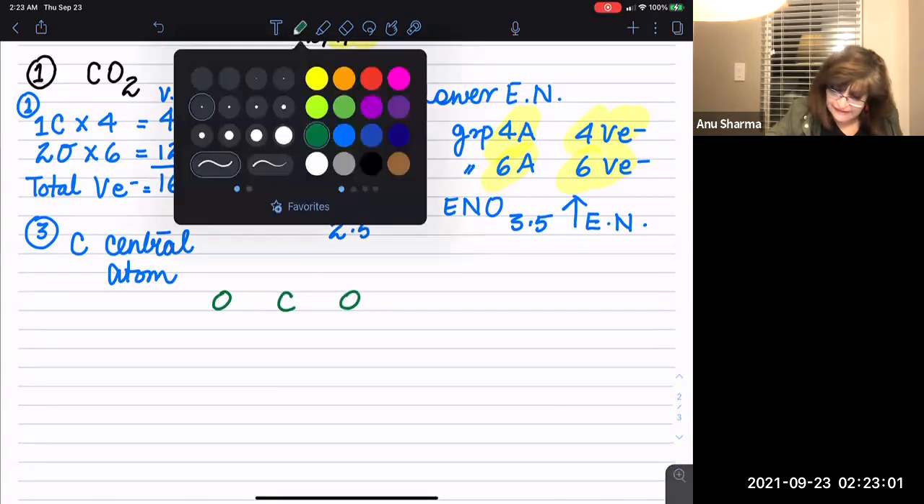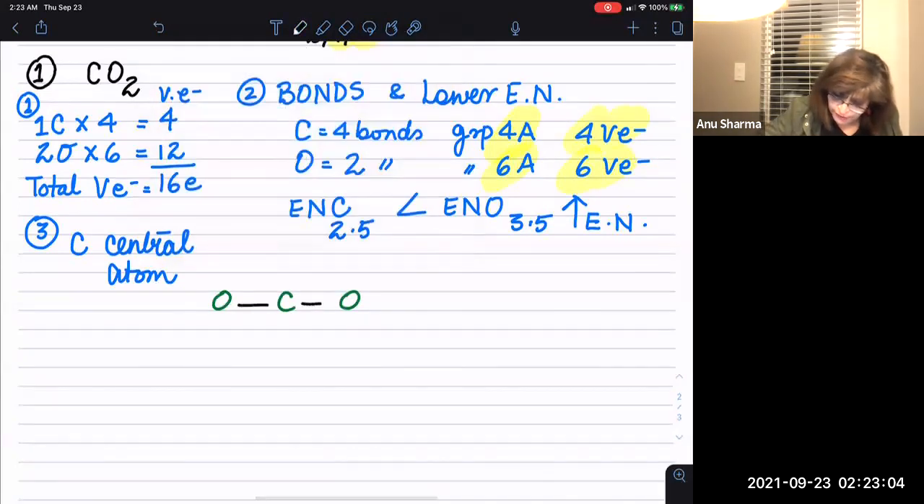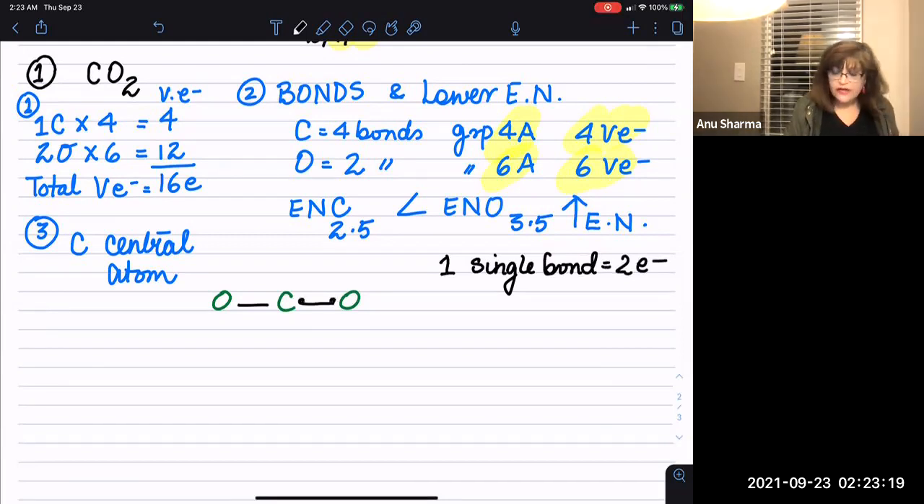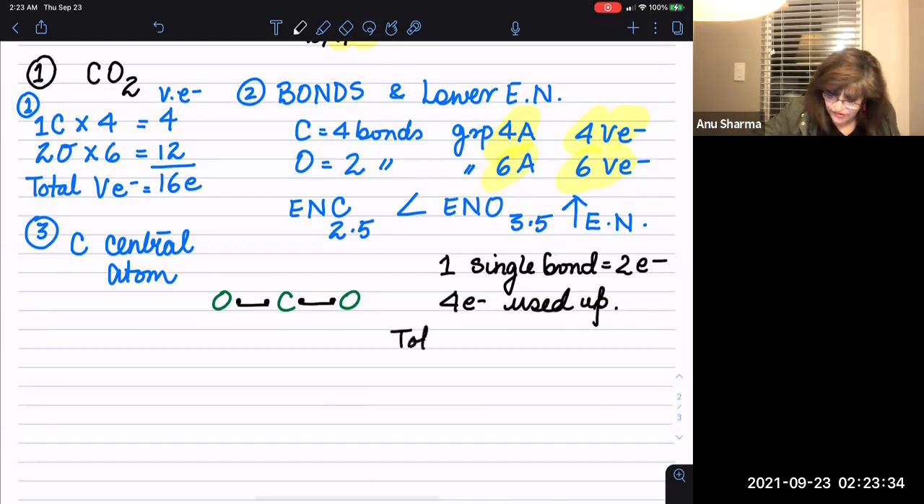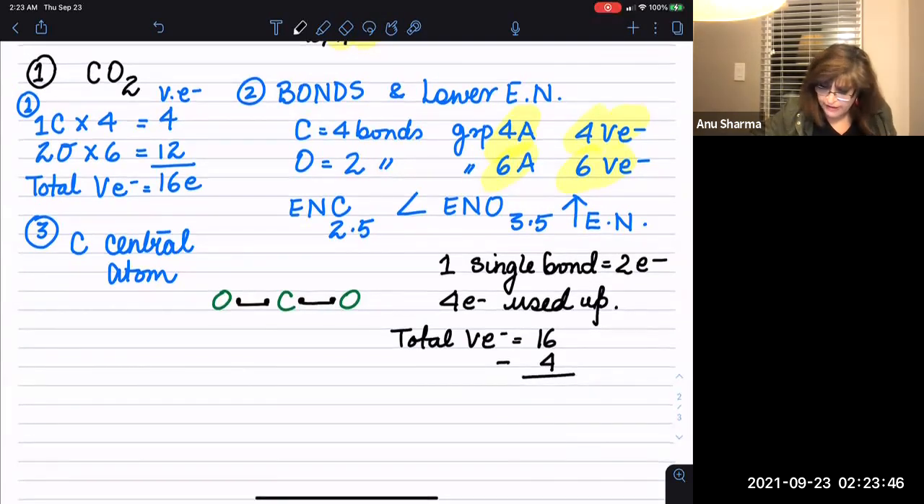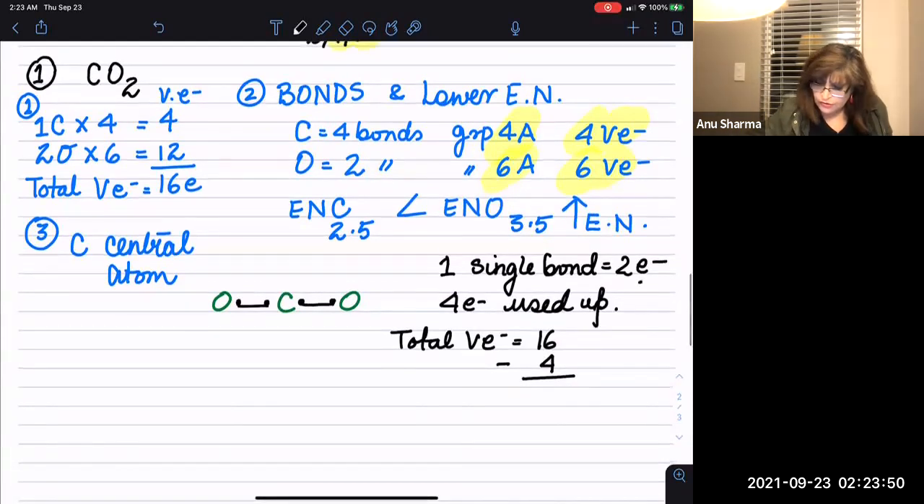Next you are going to connect carbon and oxygens with one single bond. Remember, one single bond uses 2 electrons. So this is one electron, this is one electron, and this guy also one electron, this one electron. So there are 2 single bonds, therefore 4 electrons used up. Total valence electrons is 16, so 16 minus the 4 electrons that got used up in the single bond formation. So you are getting here 12 electrons left.